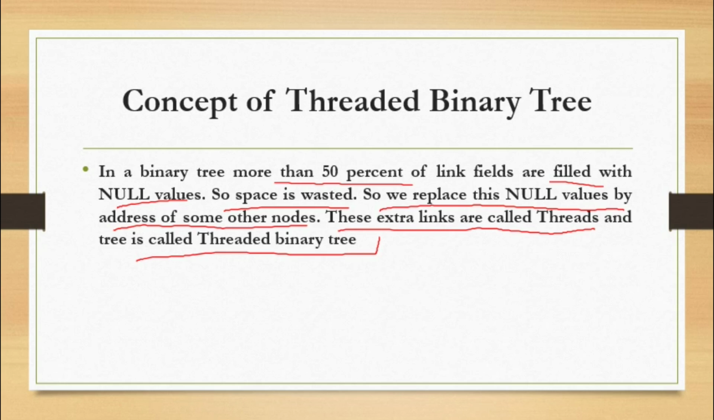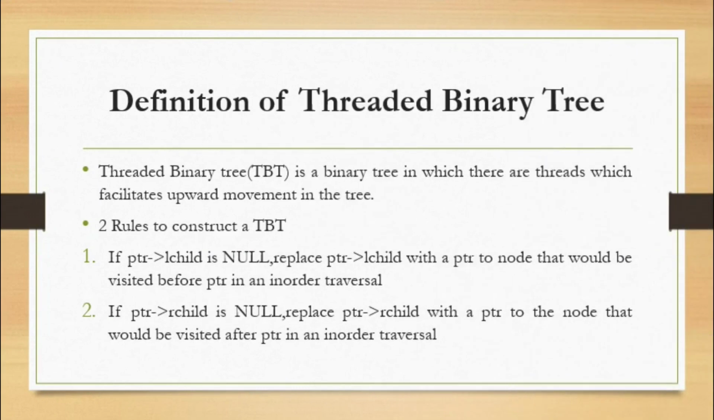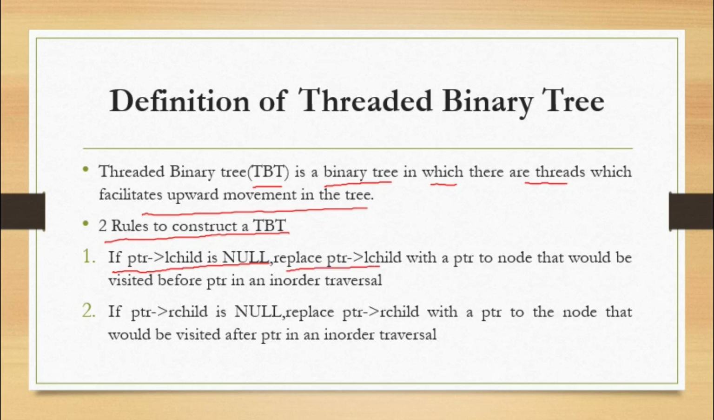Let us look at an example and understand what exactly we are speaking about. What is the definition of a threaded binary tree? A threaded binary tree is also called TBT. It is a binary tree in which there are threads which facilitate upward movement in the tree. There are two core rules. If a pointer's left child is null, then replace the left child pointer with a pointer to the node that would be visited before it in an in-order traversal.